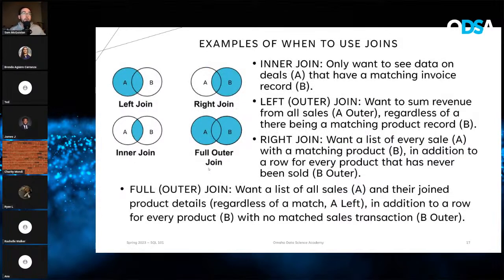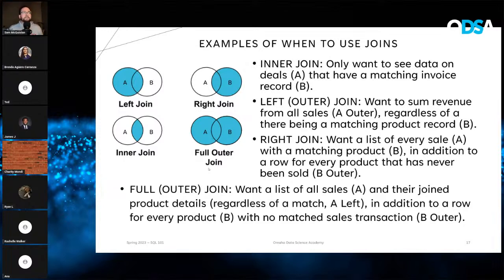So when you do your inner join, that bottom left Venn diagram there, you can think about your data on maybe sales deals, which is table A. And you only want to see the sales that have a matching invoice record, which could be table B. So we're going to exclude any sales that don't have an invoice, and we're going to exclude any invoices that don't have a corresponding sale record.